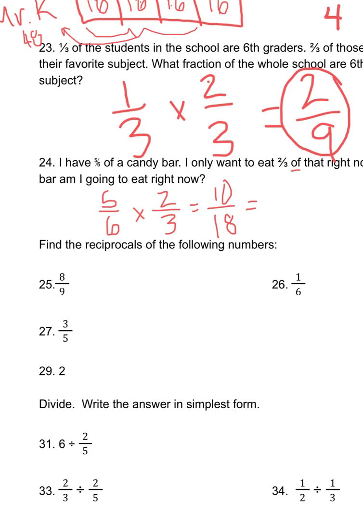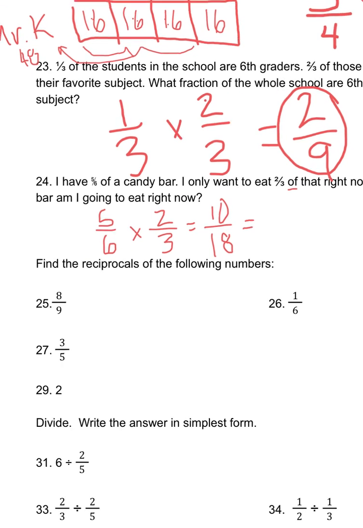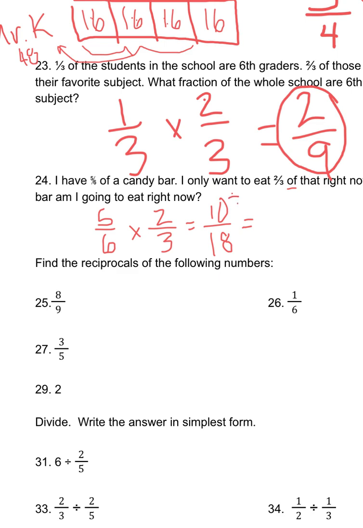Or what can we do to these two numbers? We can divide them both by 2. Divide by 2, divide by 2. And that is going to give us 5 over 9. So right now you are going to eat 5/9 of the candy bar.